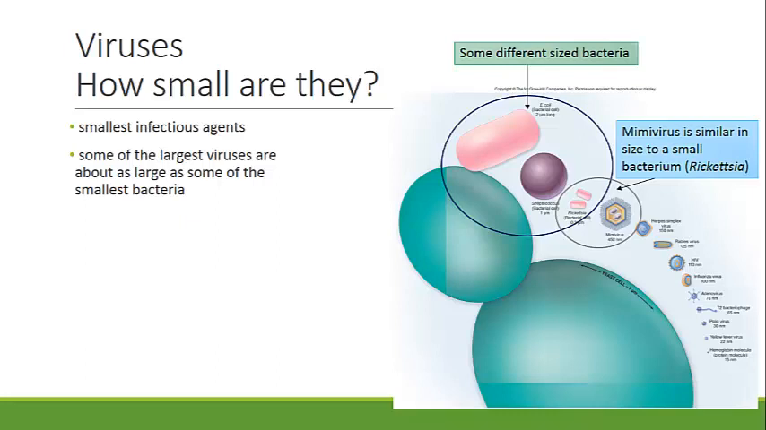The big pink rectangle and the big purple circle, those are some different sized bacteria. So those are some bigger bacteria. Then where you have the overlapping of the two black circles, that is those two little pink rectangles. Those are going to be a small type of bacterium. Those are actually rickettsia. So these are a small bacterium. The virus that's next to it, mimivirus, that's actually a large virus. So some of the largest viruses are about the same size as small bacteria.